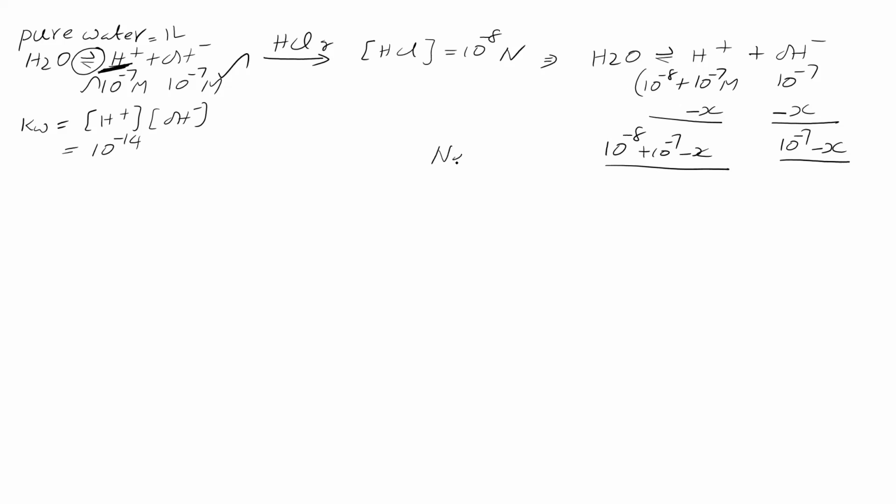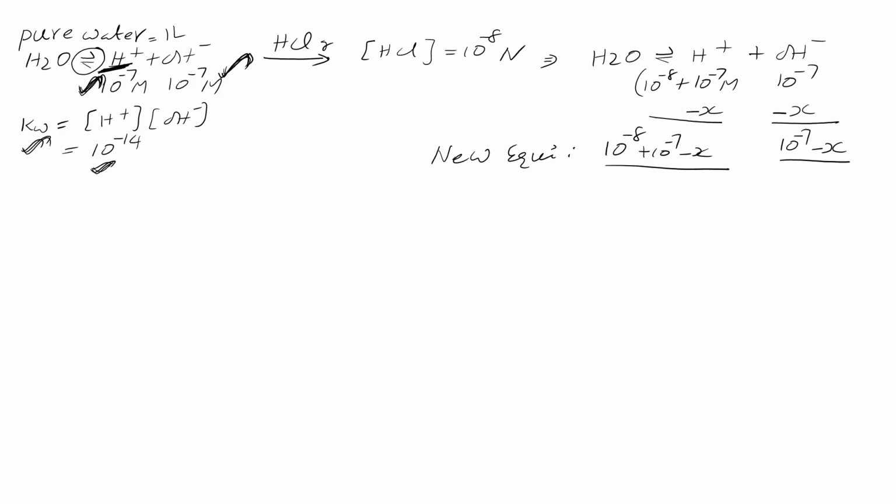Now let us say that the system has attained a new equilibrium. Is this point okay? In pure water, the concentration of OH minus is how much? 10 power minus 7 molar. Concentration of H plus, how much? 10 power minus 7 molar at 25 degrees Celsius. Kw is equal to 10 power minus 14.